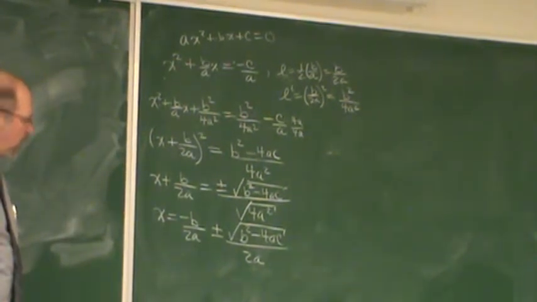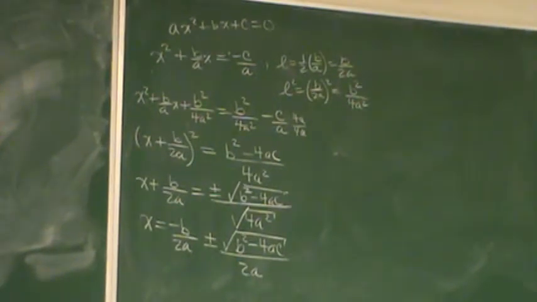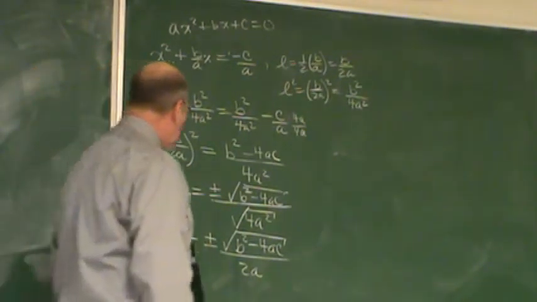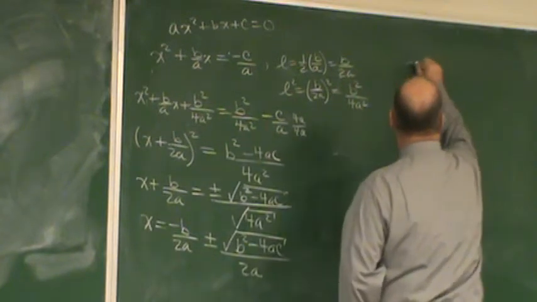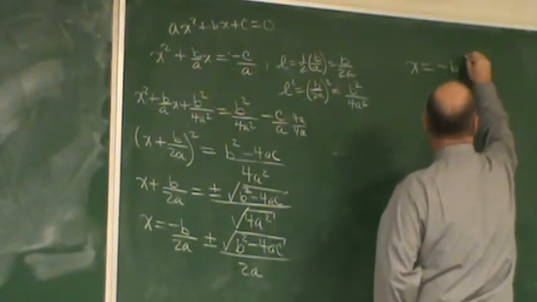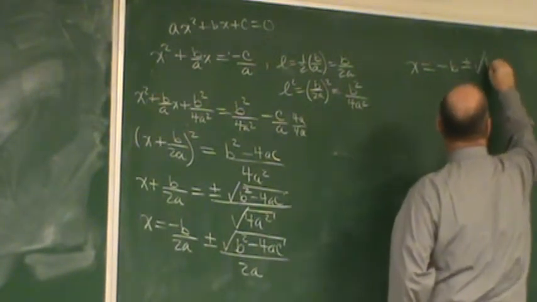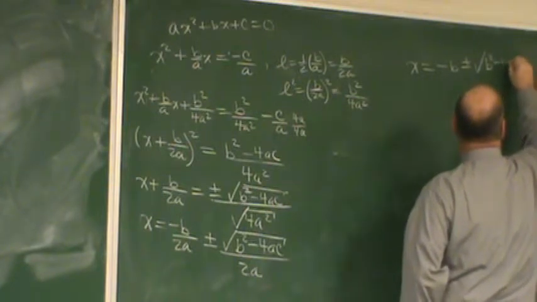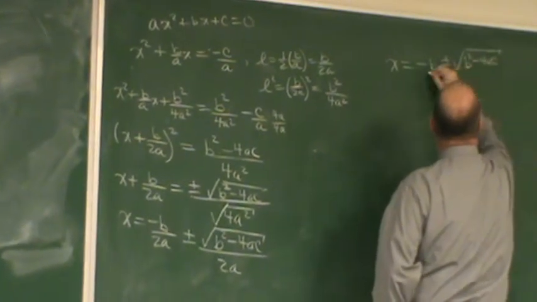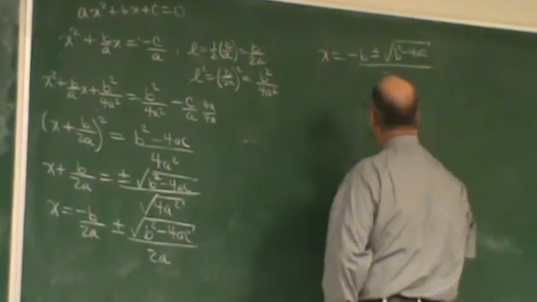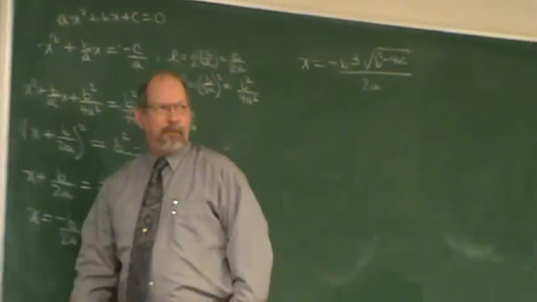Okay? That's the quadratic formula. Generally, you see it written as x equals negative b plus and minus the square root of b squared minus 4ac divided by 2a. Okay?